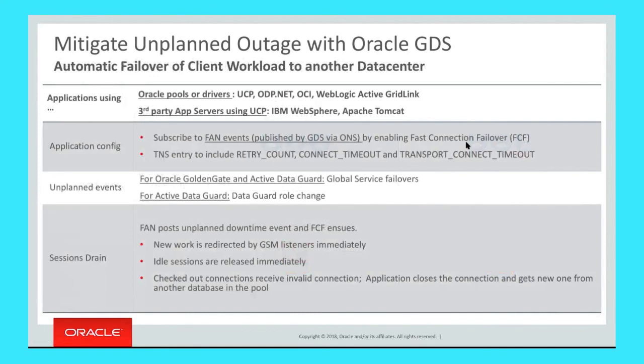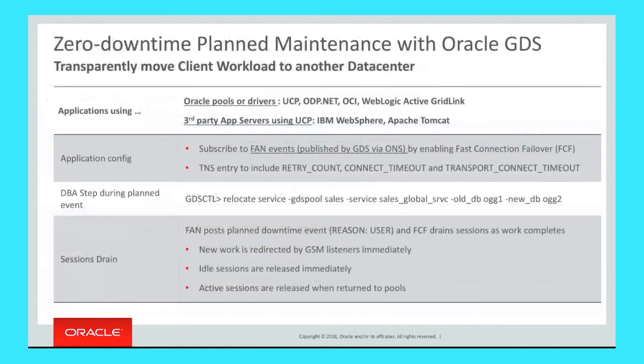Okay. So now, how about the planned outage? So I have two databases here, OGG1 and OGG2. And the planned outage could be, I'm applying a database patch or application patch, or for example, infrastructure patch, right? So when I'm ready to apply a patch, I want to move my workload from one database to the other, right? Let's take an example. I'm doing an application patch, okay? So I have two databases, OGG1, OGG2.